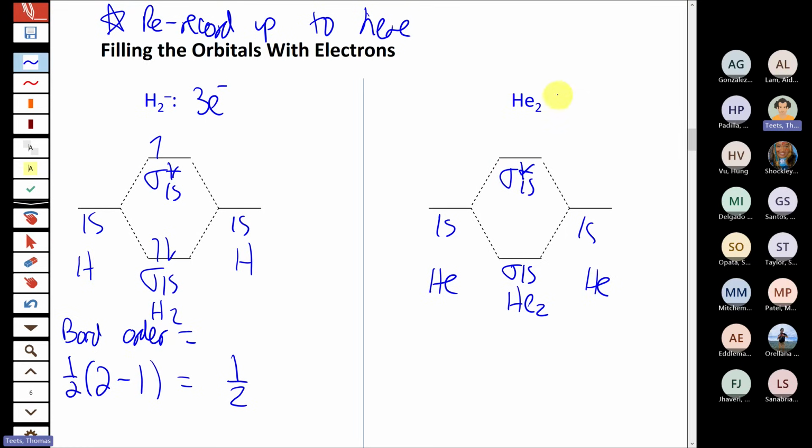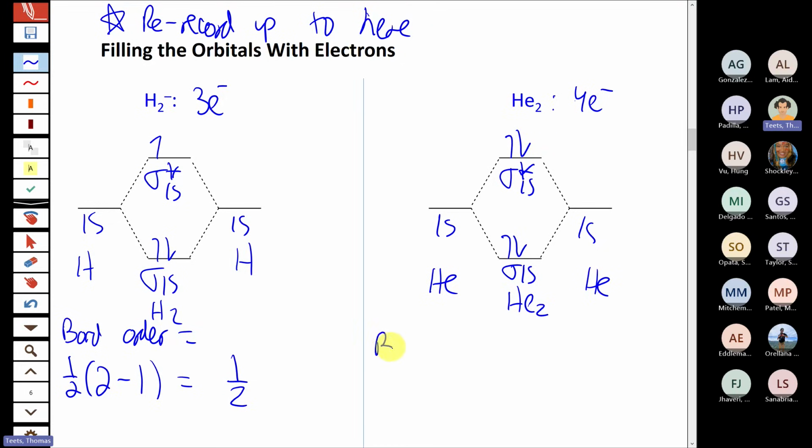But this time we have to populate with 4 total electrons. Each helium is atomic number 2, so each helium atom has 2 electrons. And so now there's a total of 4 for the fictitious diatomic He2 that we're working with. So when we populate this, 1, 2 fills sigma 1s, and then 3, 4, we also have to fill sigma star 1s.